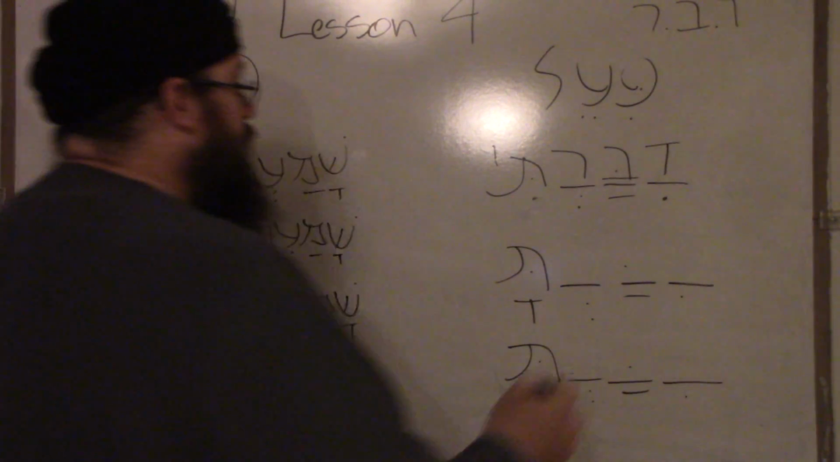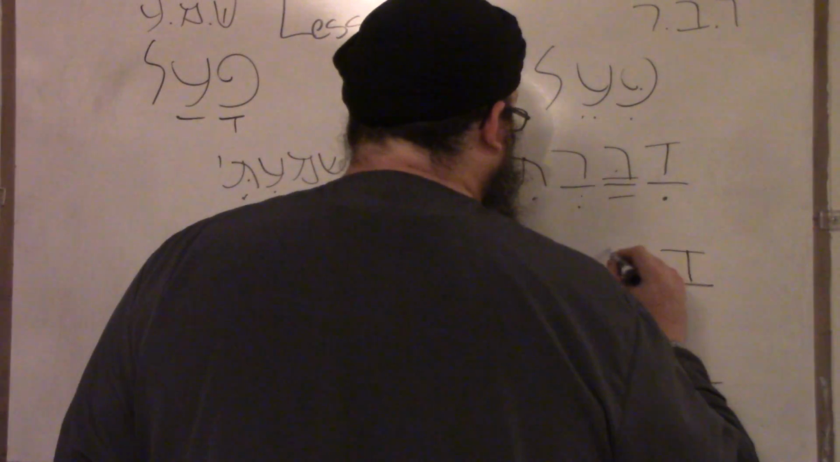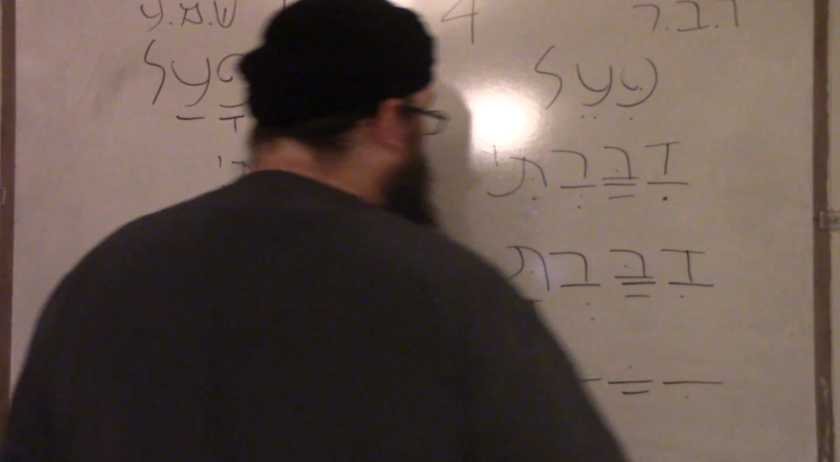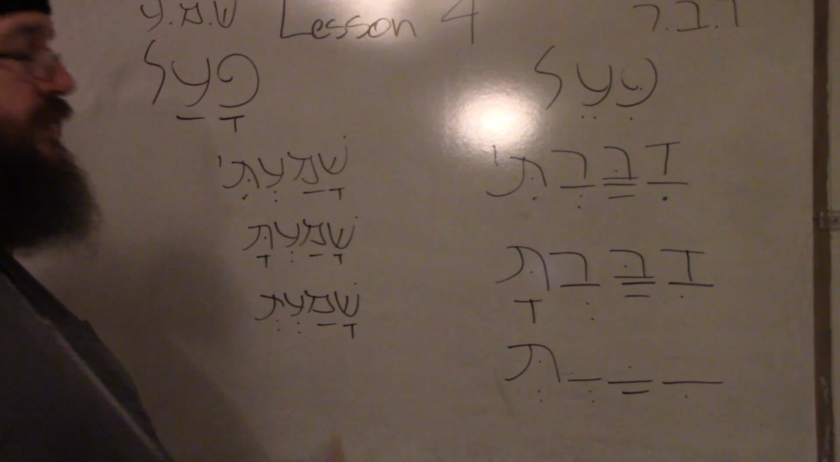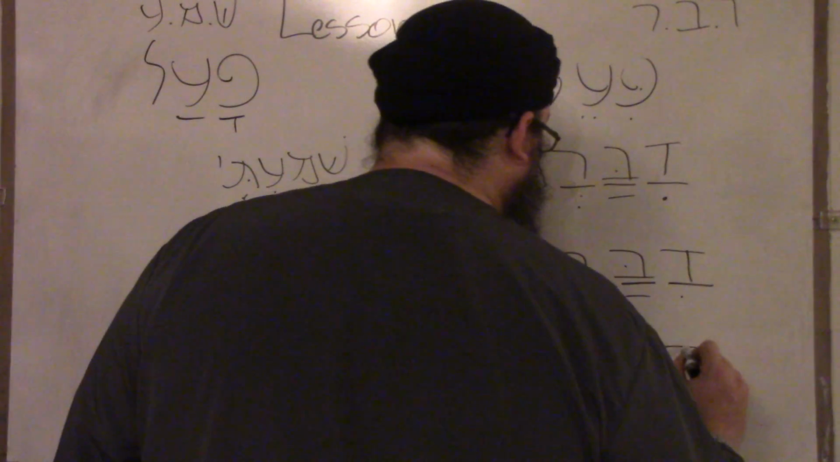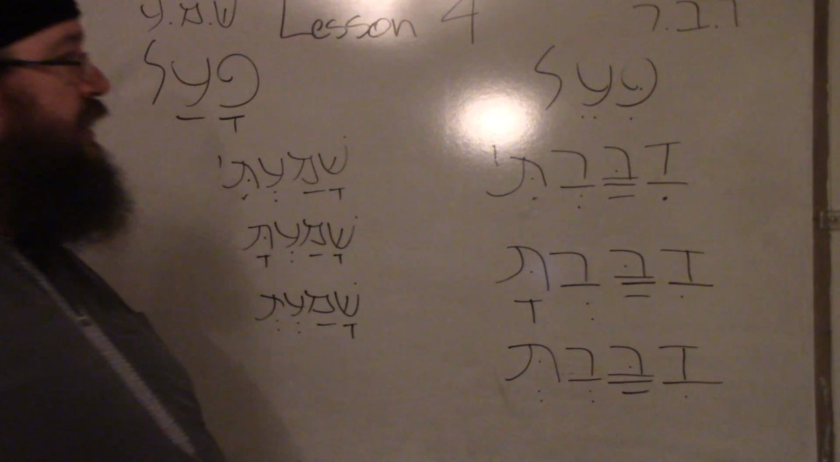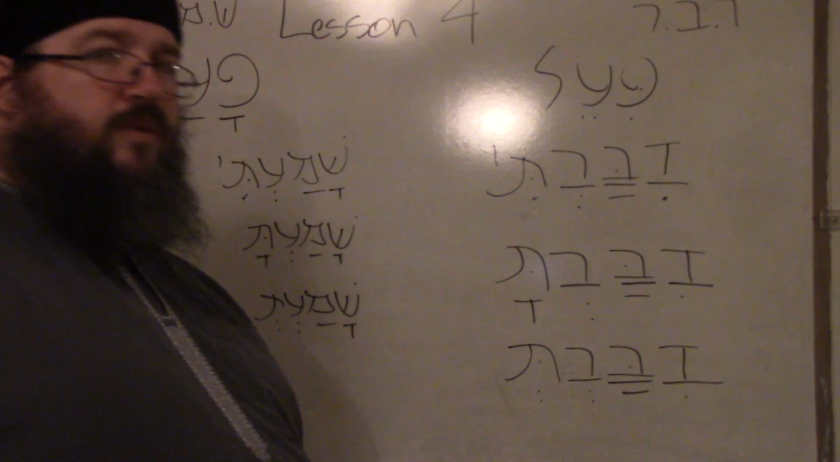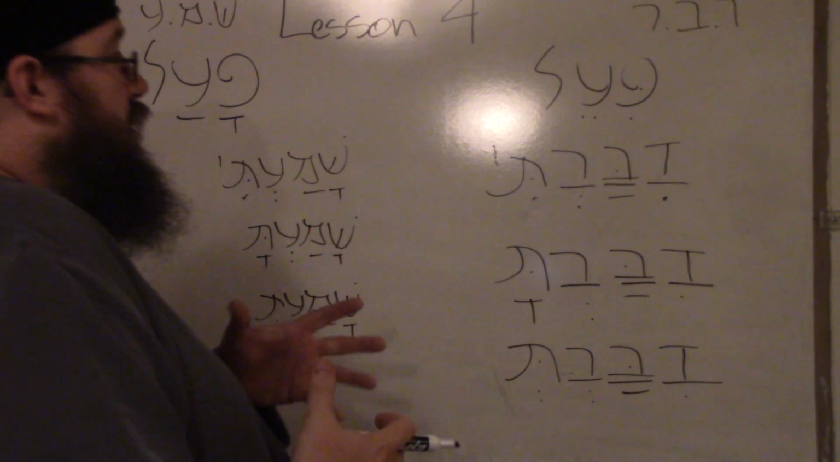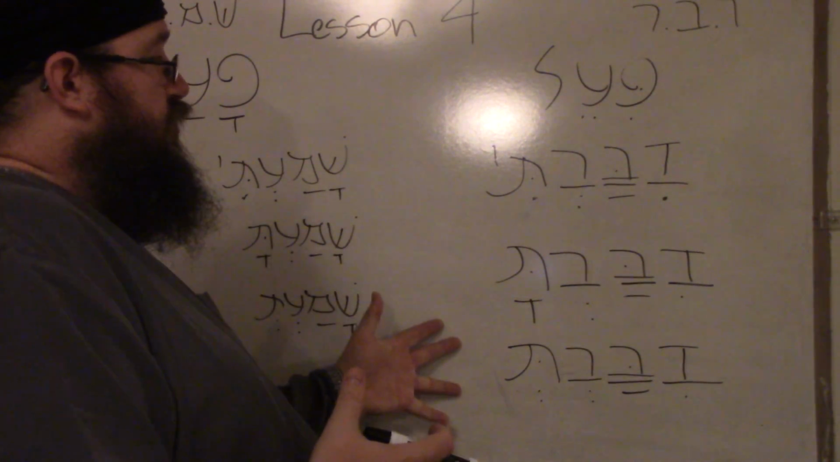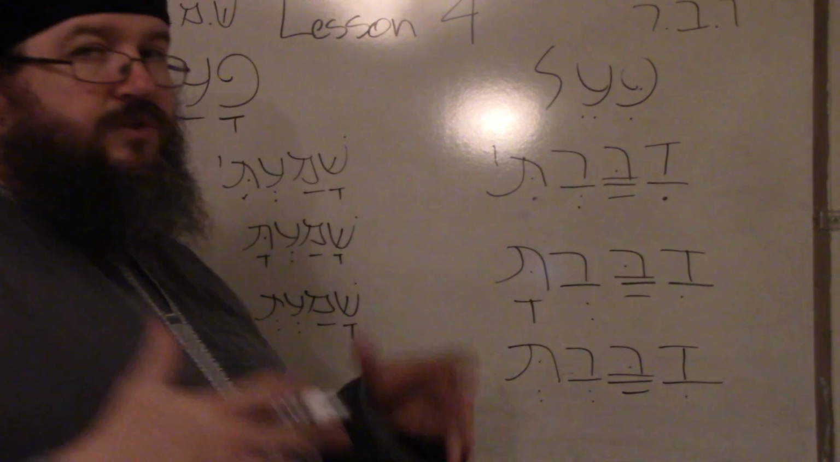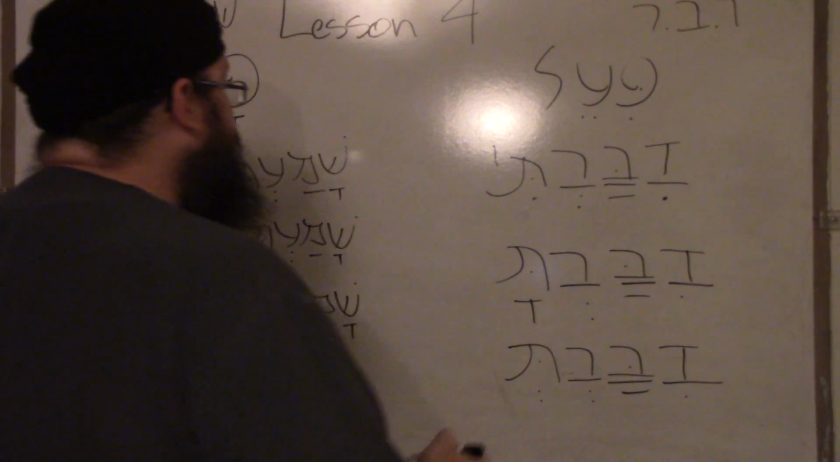The same thing. Dalet, bet, resh, dibarta. Next thing. Dalet, bet, resh, dibar. That's the way that you want to understand, because now you're learning how these vowels work and what they look like. And like I said, use your flashcards, okay?